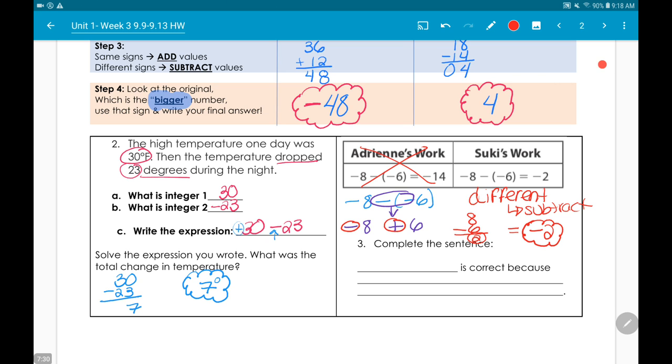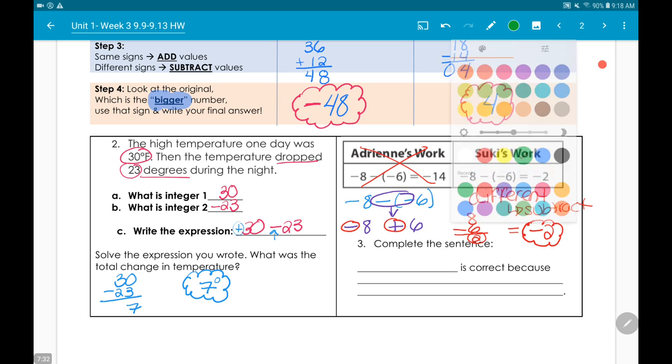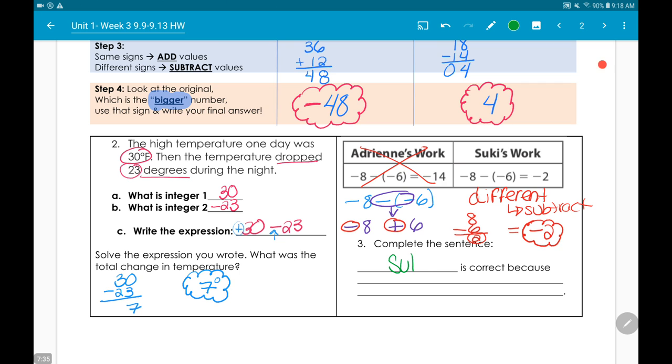So Suki is correct. But why is Suki correct? Suki's correct because you needed to subtract 8 and 6, not add. All right, and that is it.